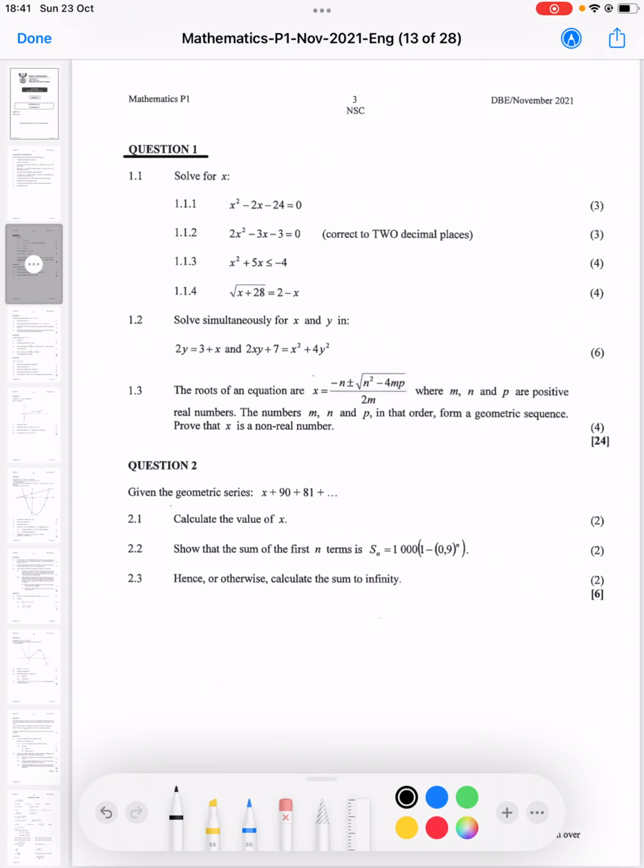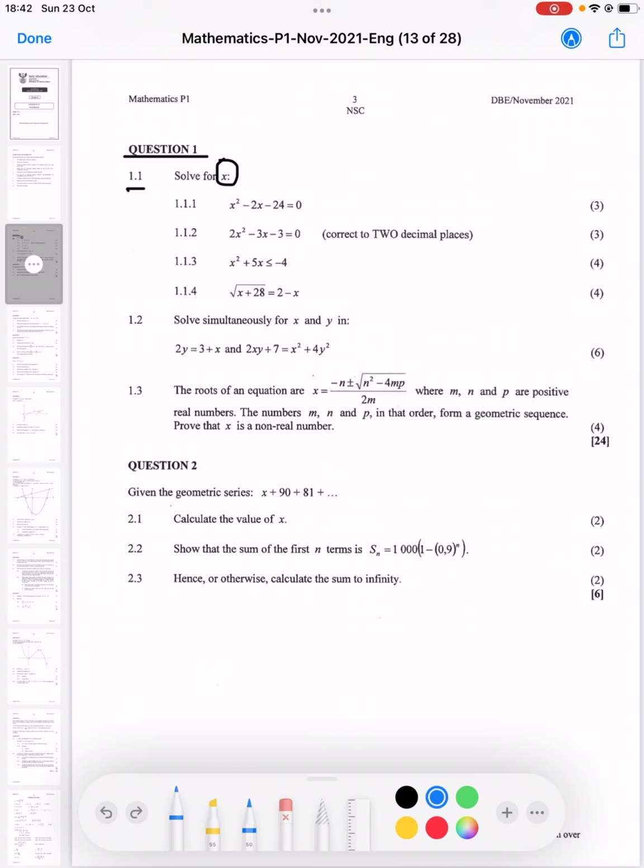Okay, so 1.1 says solve for x. Good people do nothing but solve for x. That means whatever you do, in the end you must tell us what the x value is. In some questions you might find that you actually have two x values. Please make sure to provide those two possible x values. So let's now have a look at our first question and interpret it.